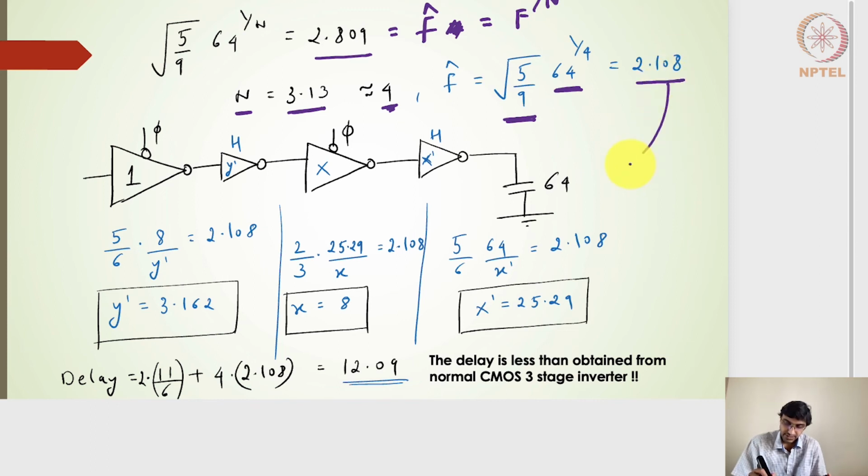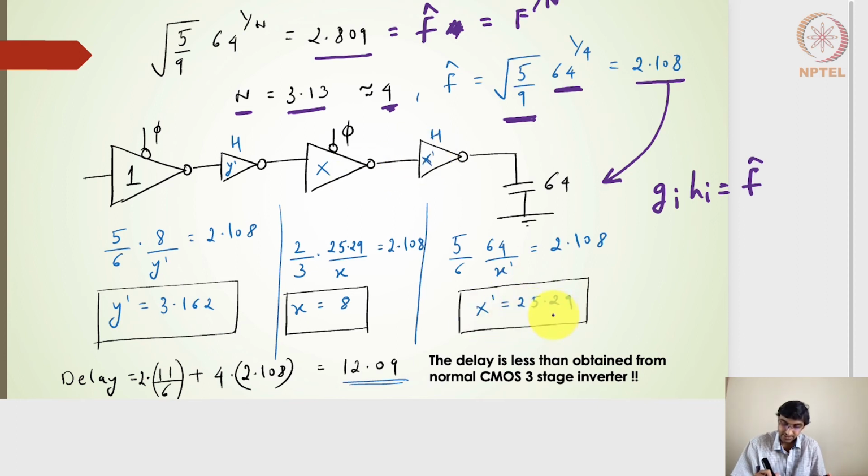So if I use this on the individual stages, then I should be able to find out the best gate size, and from the gate size we can easily find out the transistor size, right? The best gate size, I can find by equating this GI HI to that of the F cap, which is 2.108. So GI HI for this particular inverter is nothing but 5 by 6, because this is a high skew inverter, multiplied by 64 divided by X dash.